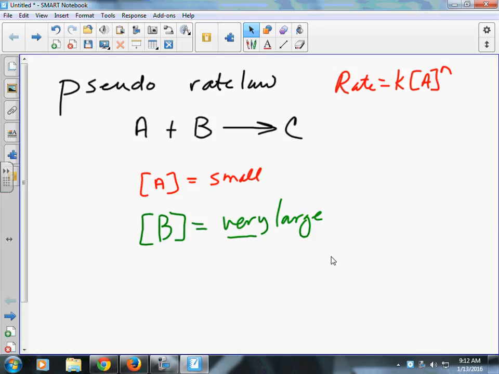That way, think about it. When that reaction starts, it starts consuming A and B. If you've got a small concentration for A, any change in that is going to be significant, right?